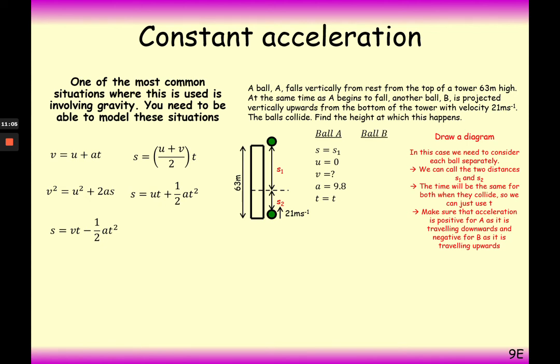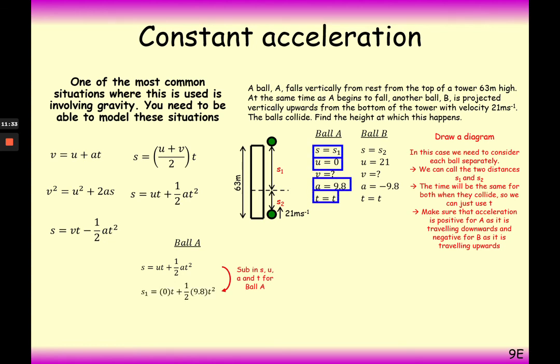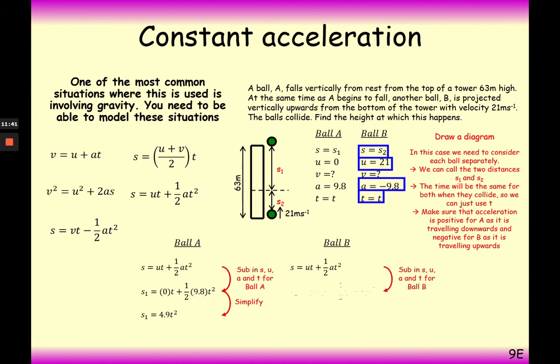For particle B, the displacement is s2. And this time we're taking upwards as positive. We know u is 21, v we're not concerned about. Because we took upwards as positive, a is minus 9.8 and t is t as well. So for both of these, the values we're concerned with are s, u, a and t. We can use s equals ut plus half at squared for both. Sub in our values and simplify. For the first one we get that expression, and for the second, very similarly, we get that quadratic.